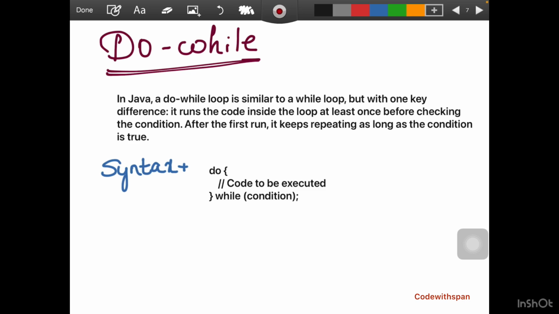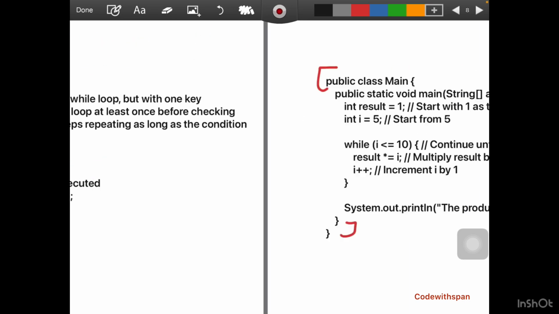But coming to the do while, first it runs the code and then it checks the condition. If the condition is true, it keeps on repeating. If it is false, it comes out of the block. That is all about do while. See, do: first the code gets executed and then it checks the condition. Now we will see an example so that you can understand easily.